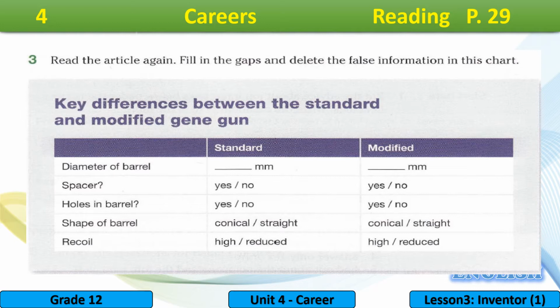Then spacer, is it available in the standard? Yes or no? And also in the modified. Holes in barrel, available in the standard, available in the modified. We have to decide yes or no. Then shape of barrel, is it conical or straight in the standard? The same with modified, is it conical or straight? The last thing, the recoil, is it high or reduced in both standard and modified?